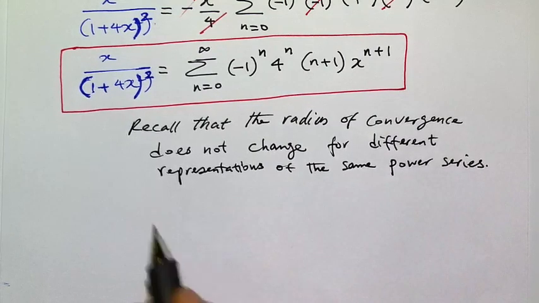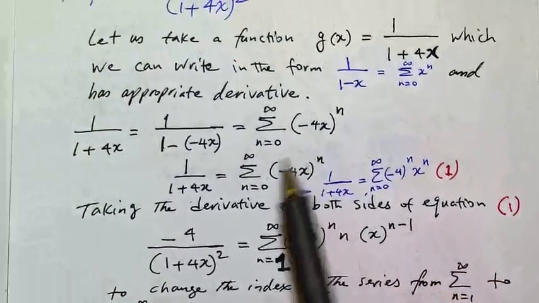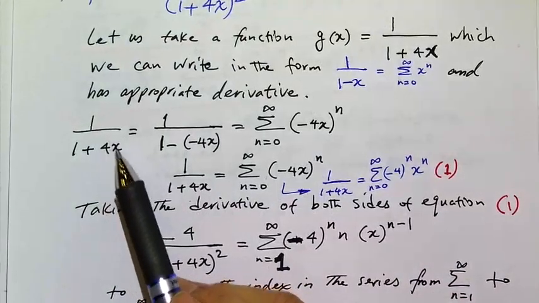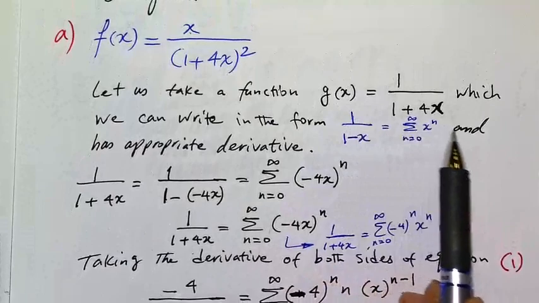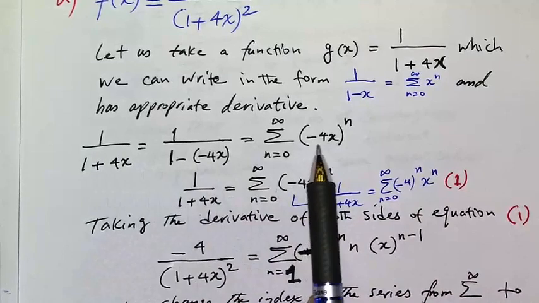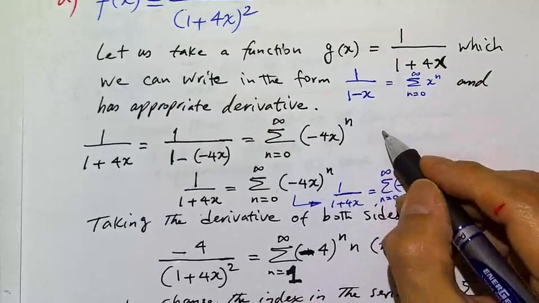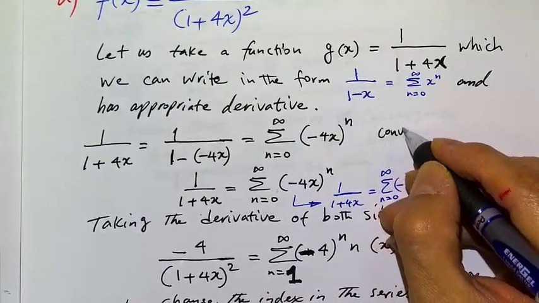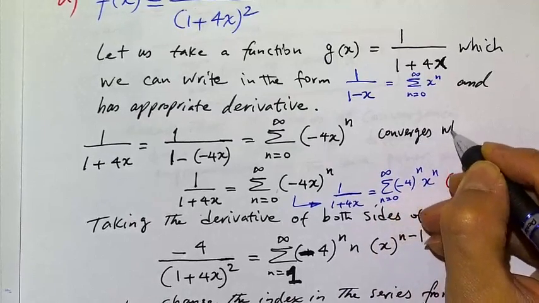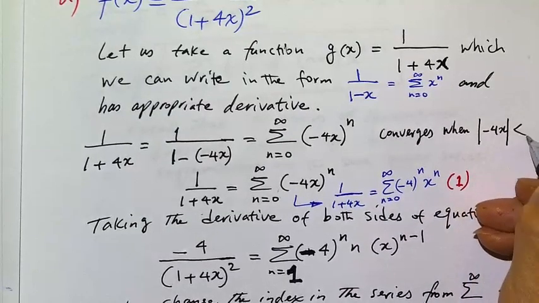Okay, so we know that for this, what we had, maybe I can find it here quickly. Remember, this is what we started with, right? This was the initial function g of x that we started with, and the associated power series with that was this, minus 4x to the n. So the radius of convergence was this. Maybe I should actually add that. It converges when the absolute value of minus 4x is less than 1.